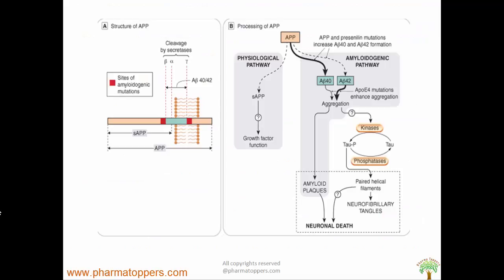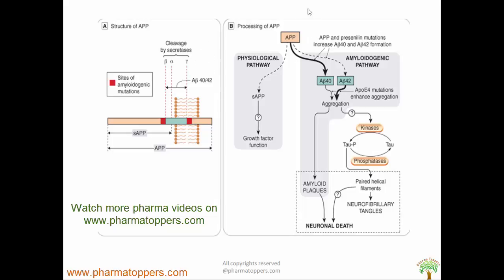So friends, you can see here the structure of amyloid protein precursor. The soluble APP is one part of this APP, and this red line indicates the sites of the amyloidogenic mutations. Here are the enzymes, alpha, beta and gamma secretase, which act on different sites, thus generating A beta 40 and 42.